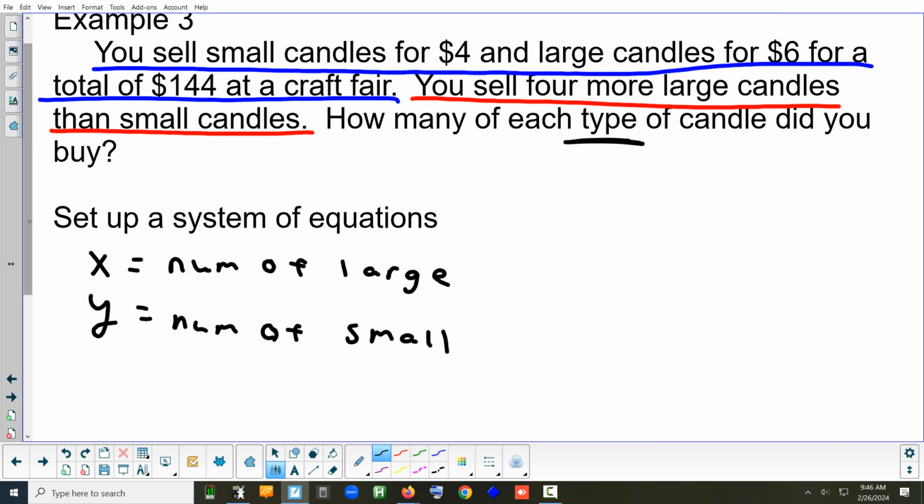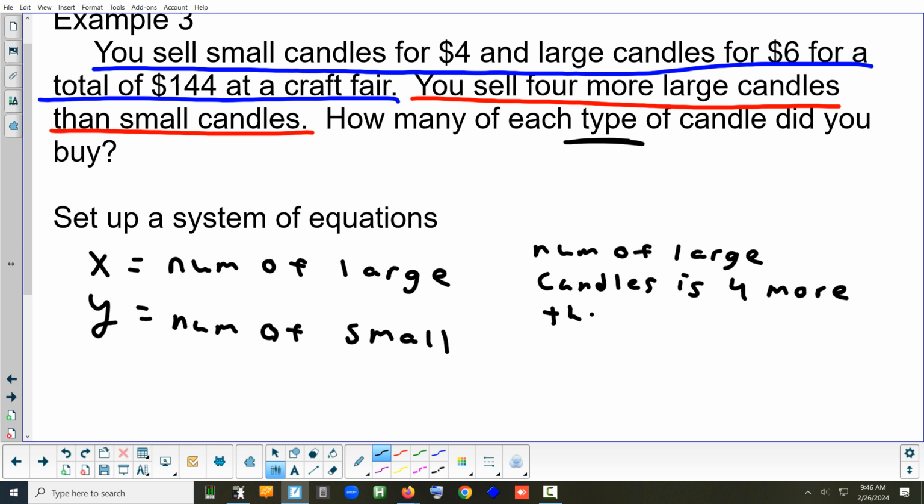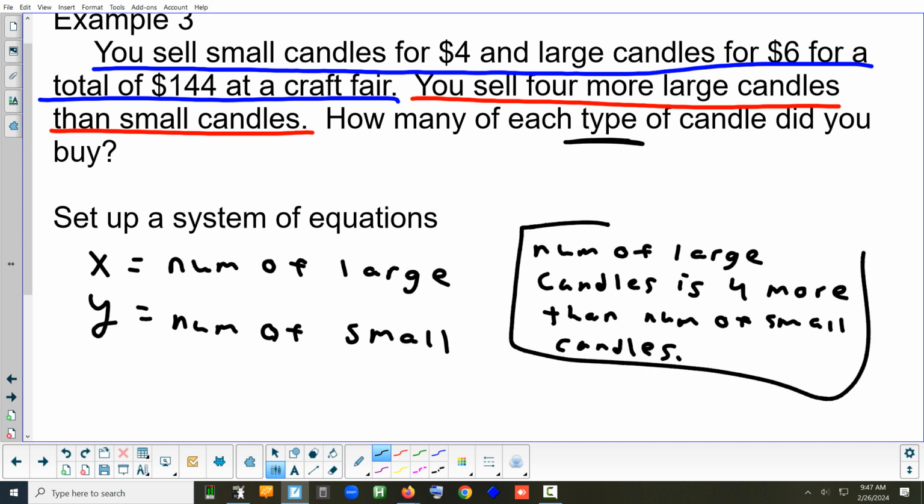So, the number of large candles is, how much is it? 4 more? Yeah, 4 more. The number of large candles is 4 more than the number of small candles. That's the second sentence. I just reworded it a little bit, but it says exactly the same thing. The number of large candles is 4 more than the number of small.